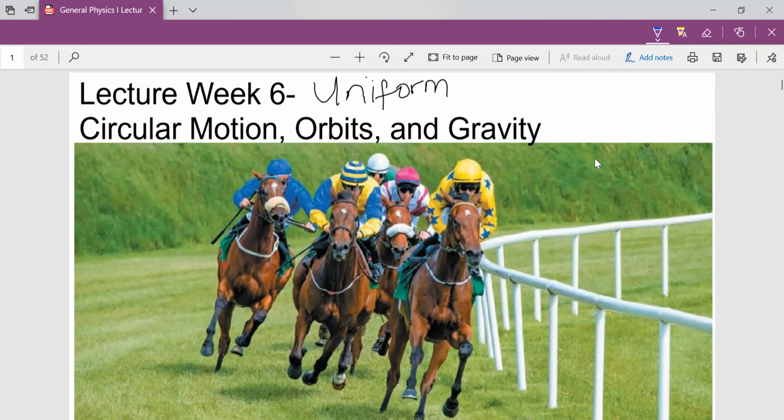Okay. So, looking at uniform circular motion, when I was putting it up, I omitted the word uniform there. So it's uniform circular motion, orbits, and gravity. That's what we'll be looking at today. We just have one day to run through the whole of chapter 6 of our text.